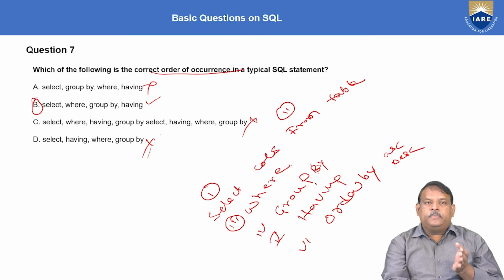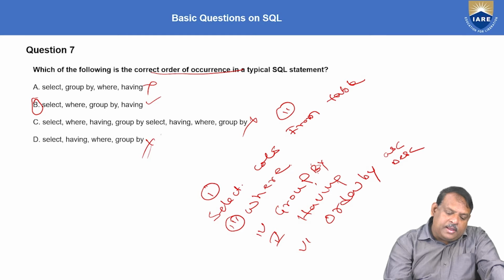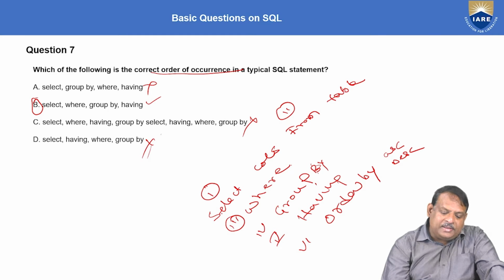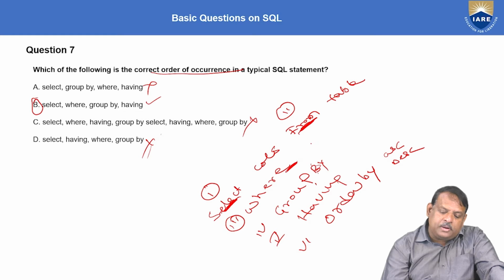Option B is select. Now this is the syntax for any SQL query. Select is the first, followed by from. After from, the rest are all optional. Where is optional, group by is optional, having, order by. Now these are all optional fields.